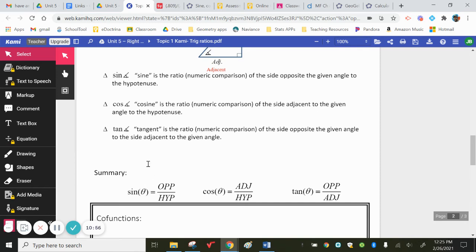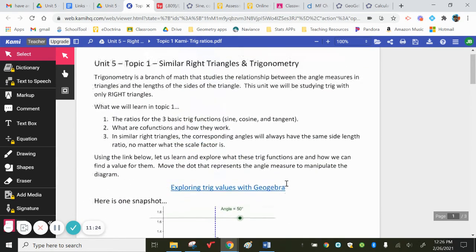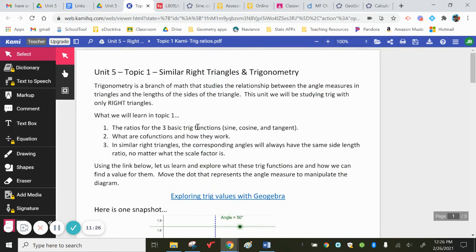And theta is a very common or typical way that we symbolize some angle. So the sine of theta is equal to the length opposite over the hypotenuse of a right triangle. The cosine of theta is the adjacent side over the hypotenuse, and the tangent of theta is opposite over adjacent. So those are the three trig ratios. Sine is opposite over hypotenuse, cosine of an angle is adjacent over hypotenuse, tangent of the angle is opposite over adjacent. So that's step one, knowing what the three basic trig functions are.